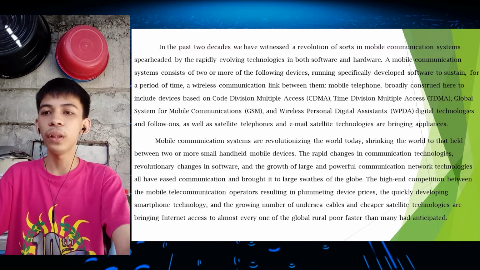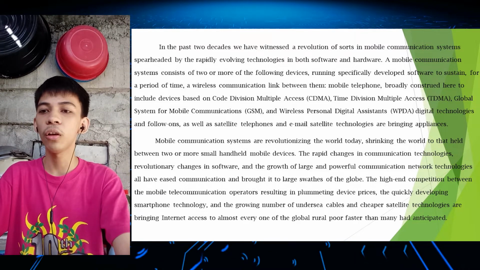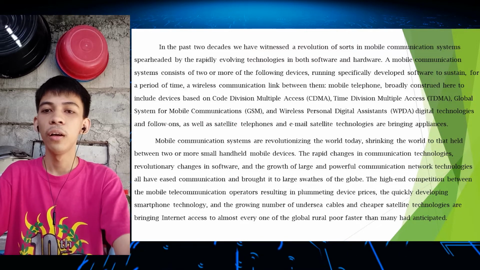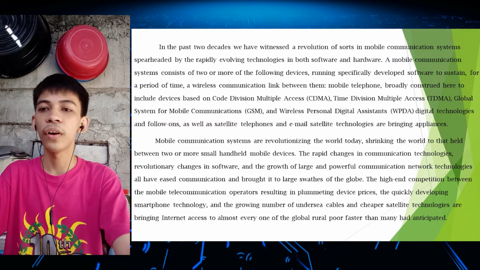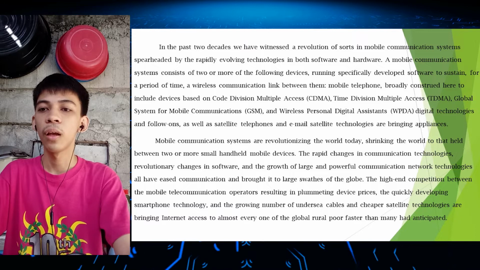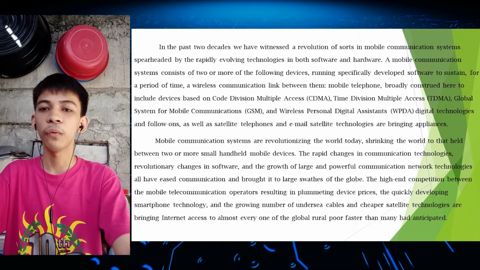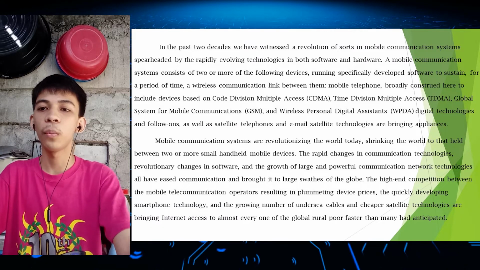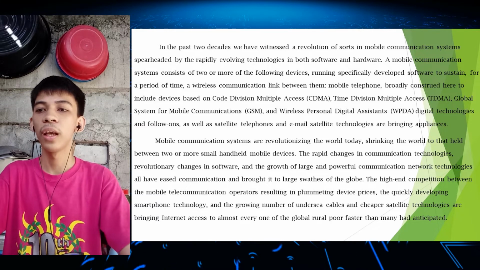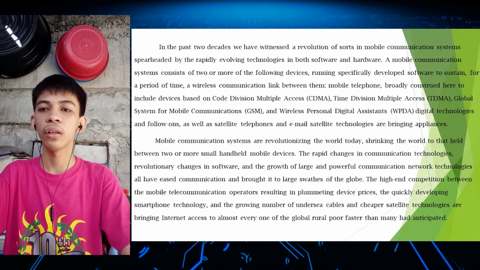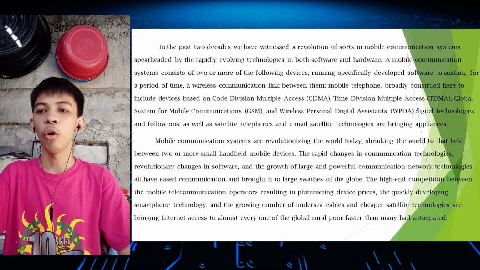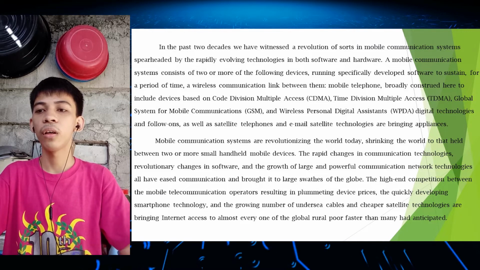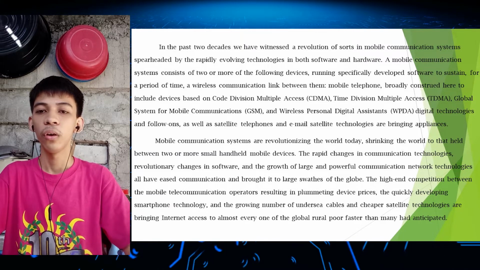The high-end competition between the mobile telecommunication operators resulting in plummeting device prices, the quickly developing smartphone technology, and the growing number of undersea cables and cheaper satellite technologies are bringing internet access to almost everyone of the global rural poor faster than many had anticipated.